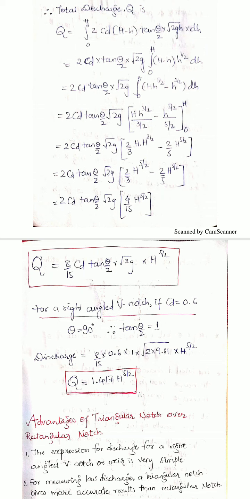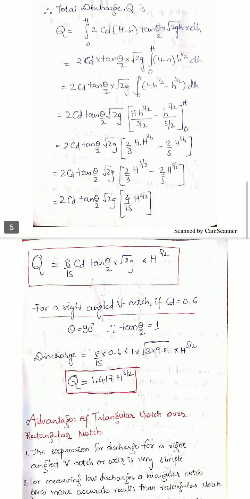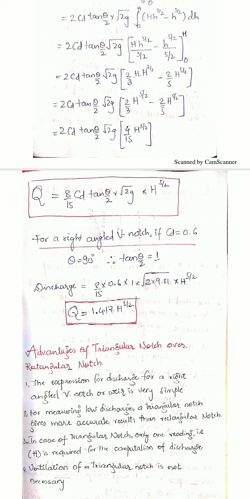For example, for a right angle triangle, theta becomes 90 degrees. So tan theta by 2 becomes tan 45, which is 1. Then the equation becomes like this, and the discharge becomes Q equals 1.417 into H to the power 5 by 2.